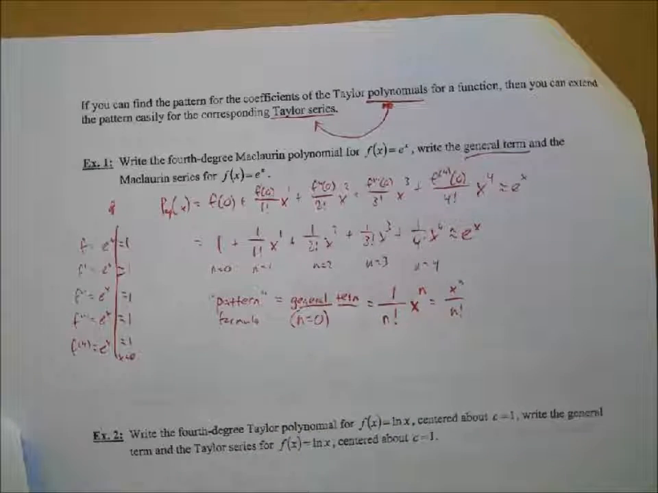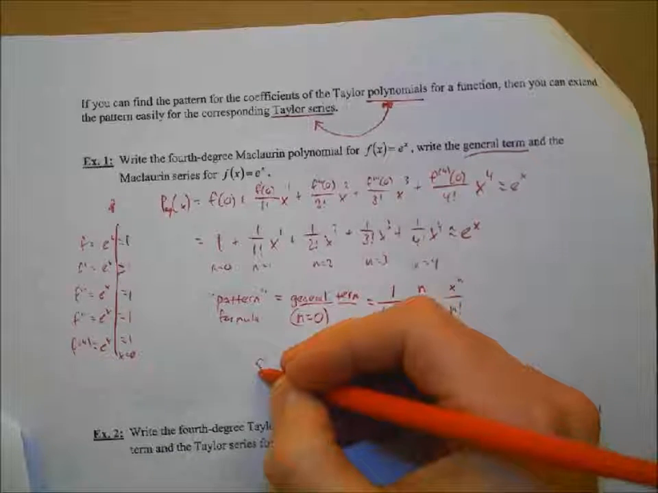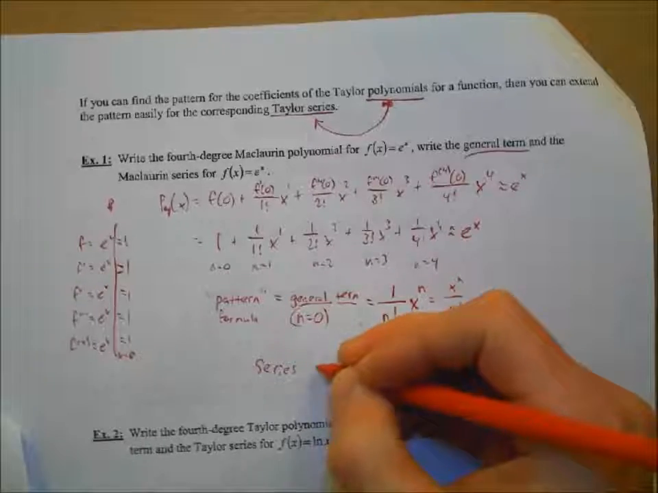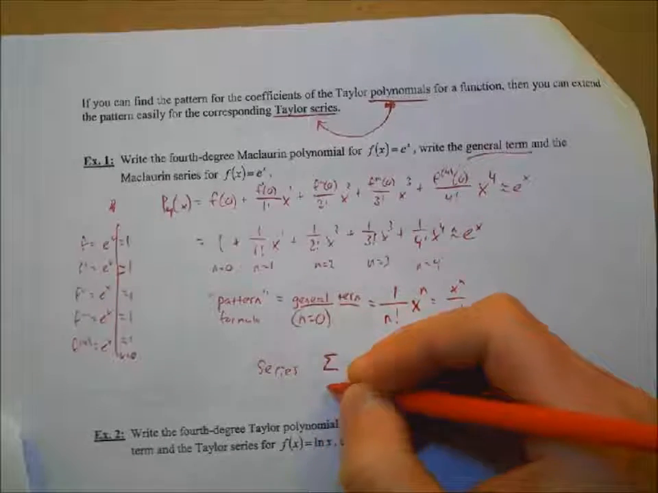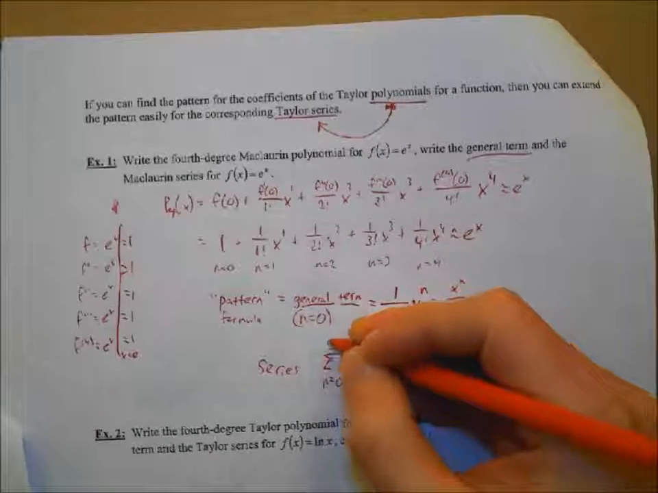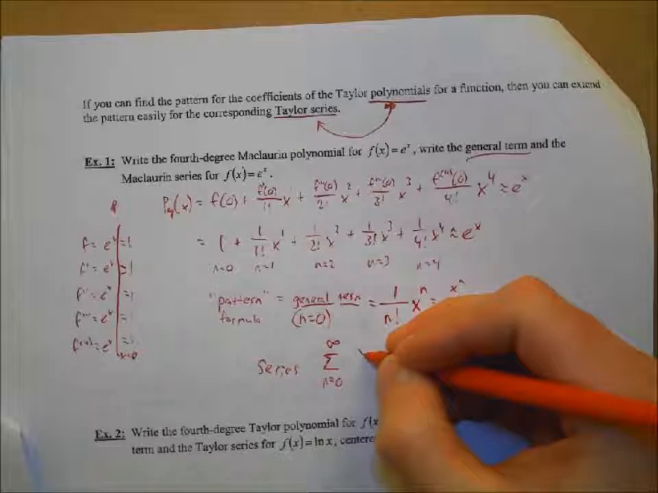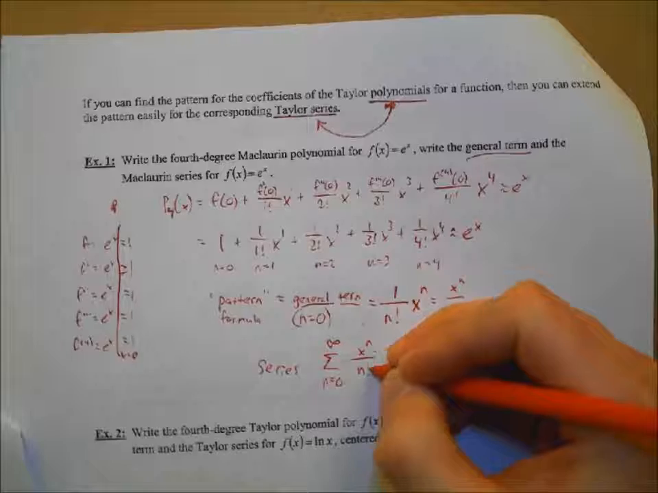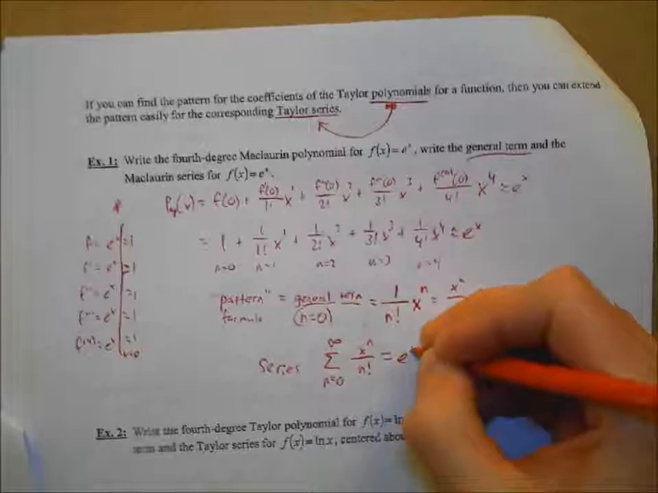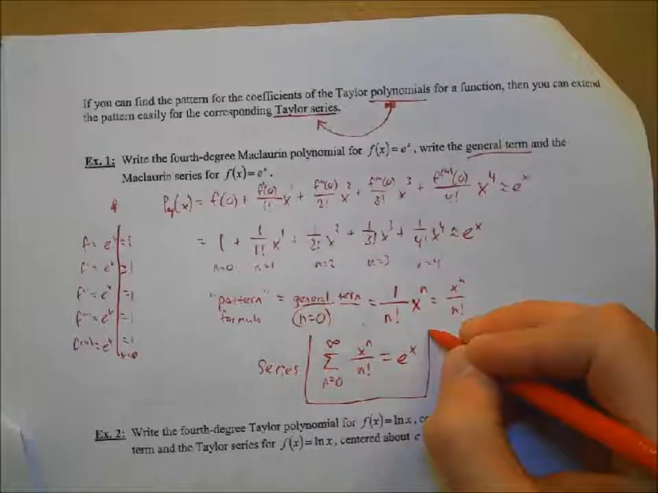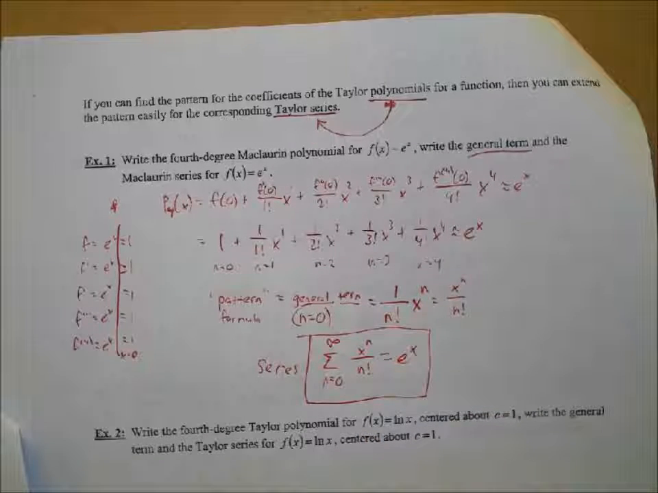All right. And also the Maclaurin series. So that means we need to use sigma notation. So then the series will just be sigma notation here. Sigma, sum from n equals 0 to infinity of what? The general term, the thing we just found here. Okay? X to the n over n factorial. And that is precisely equal to e to the x. Okay, that is the sum e to the x there.